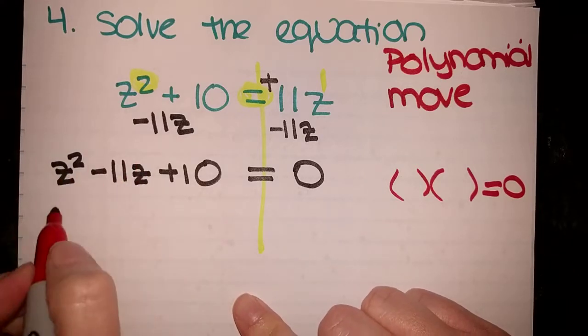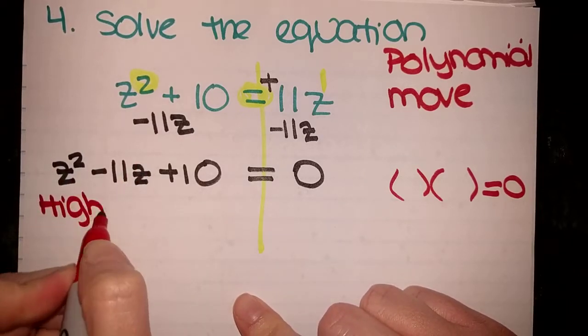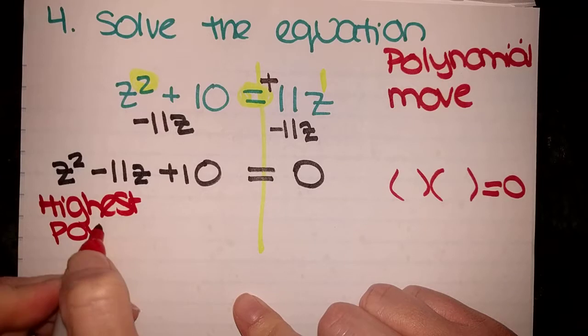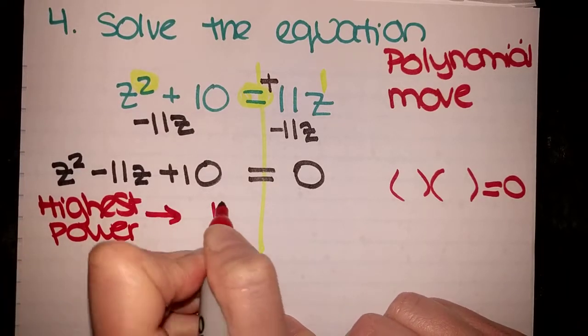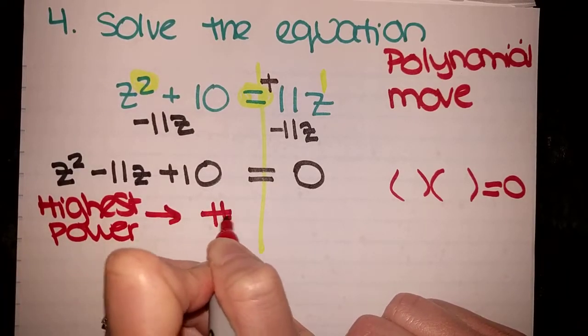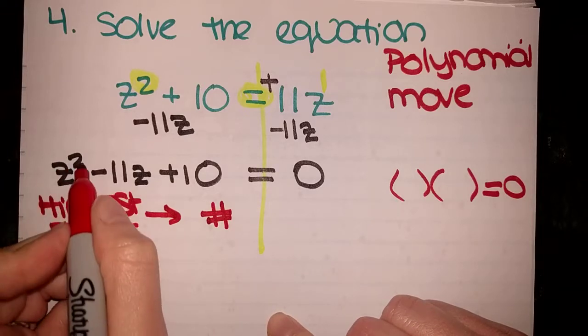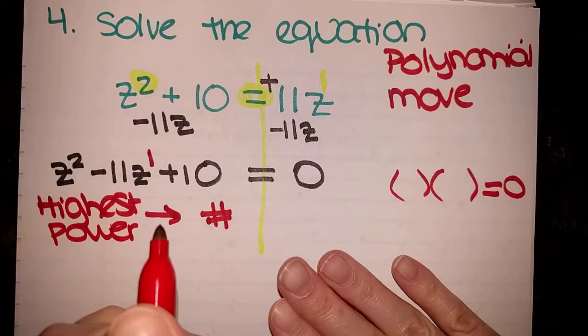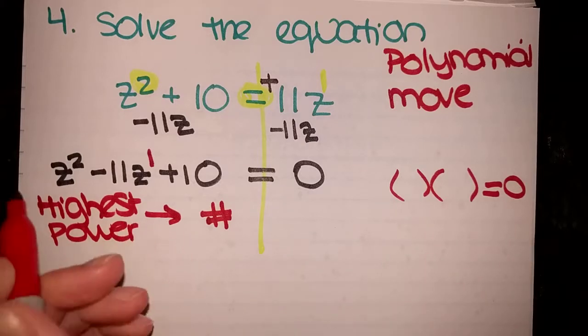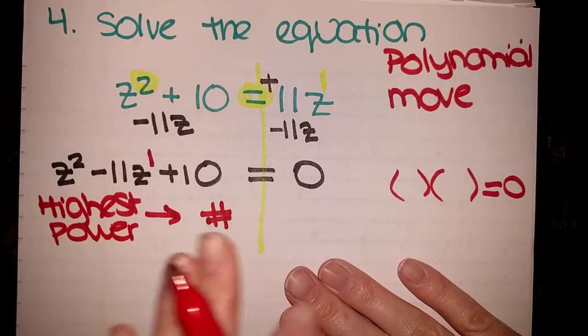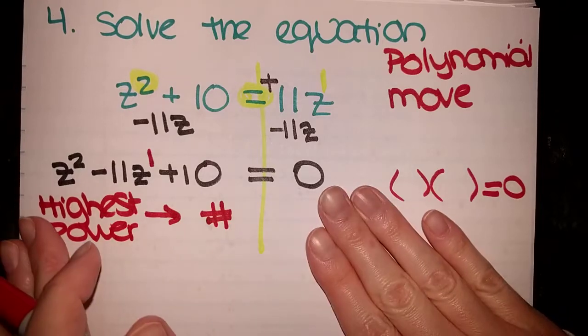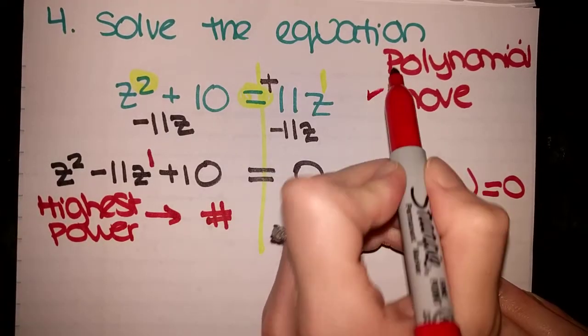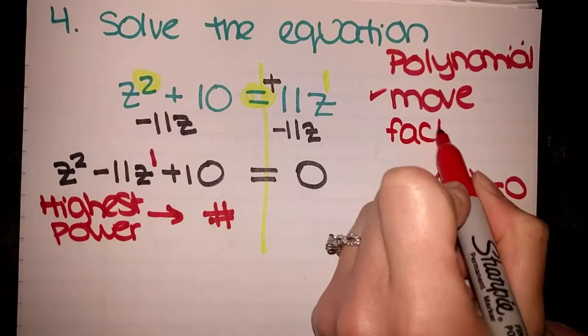But you'll notice here that I arranged this from the highest power all the way down to the lowest power, or the constant. So it goes z squared, z to the first, and then the constant. And you always want to do that just so that your work is organized. So it's very important. We're going to go highest power all the way down to the constant. We have this equation. Now, once we move it, then we are going to factor.